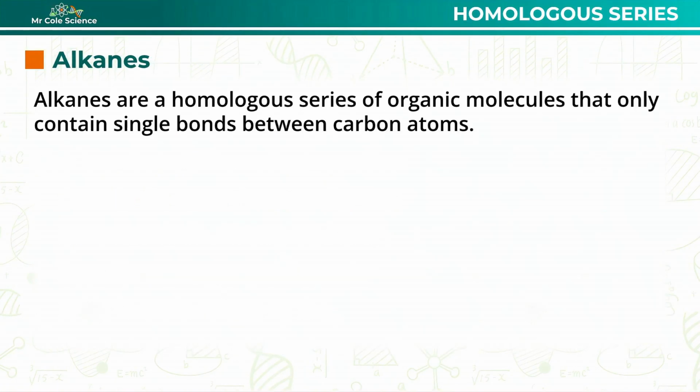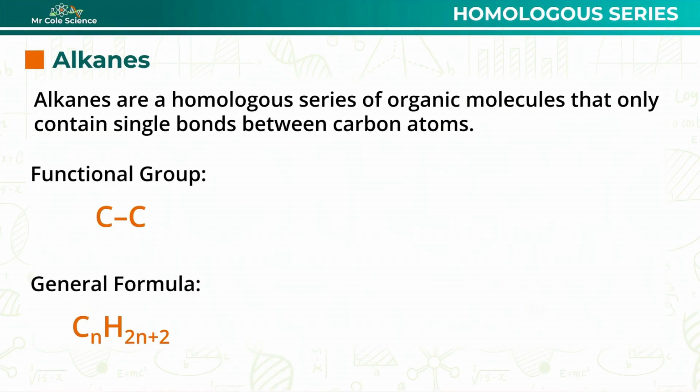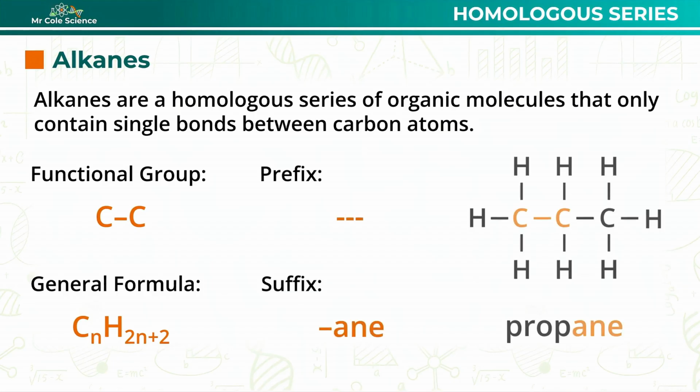Alkanes are a homologous series of organic molecules that only contain single bonds between carbon atoms. Therefore, the functional group present in all alkanes is a carbon-carbon single bond. The general formula for alkanes is CnH2n+2, and this tells us that for every carbon atom, there are twice as many hydrogen atoms plus 2. This also tells us that alkanes are hydrocarbons, compounds containing carbon and hydrogen atoms only. Alkanes are named using the suffix -ane, and here we have an example of propane. We can clearly see from the displayed formula that it only contains single bonds between carbon atoms.